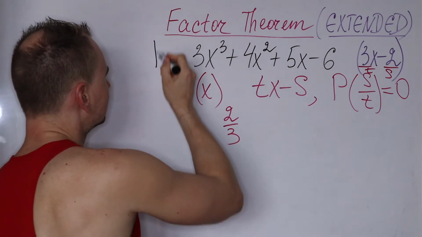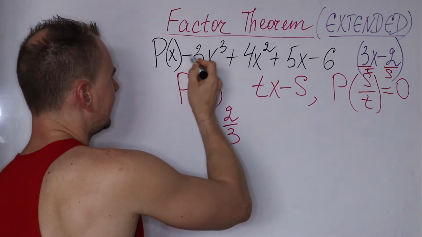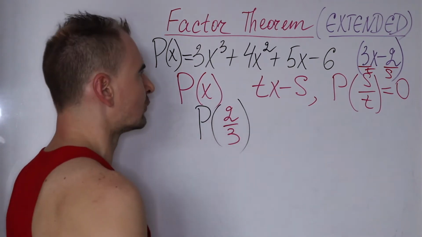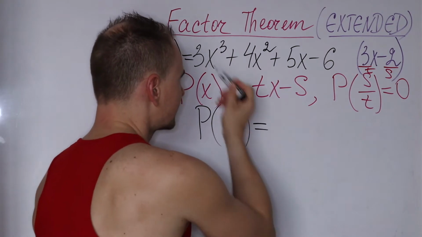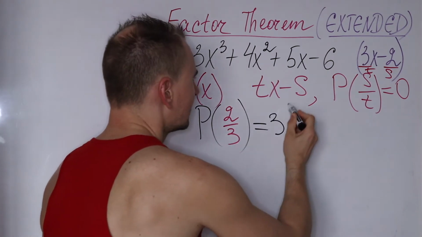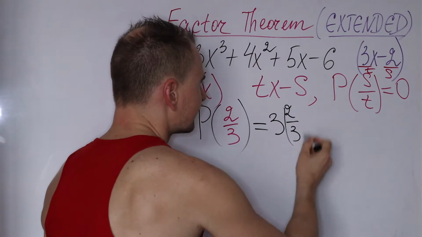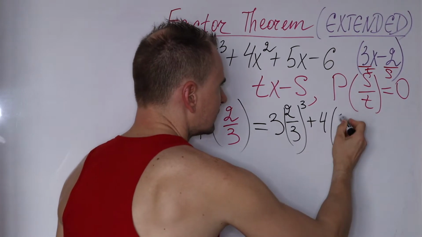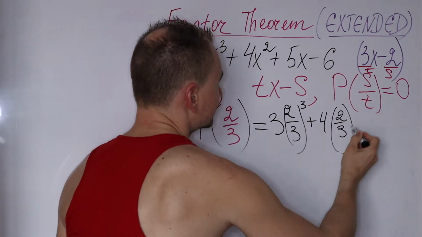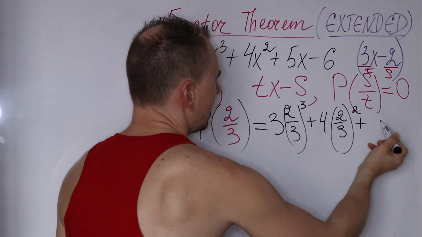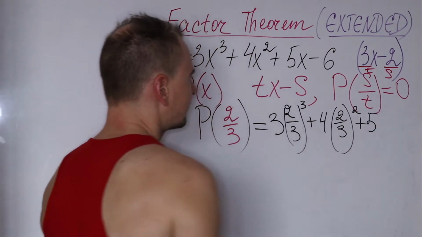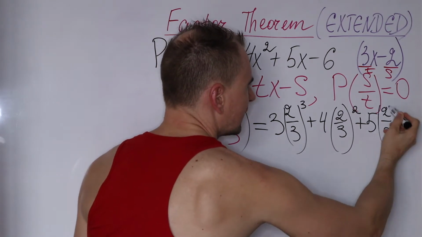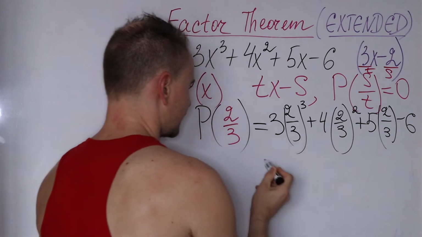Let's just denote this polynomial by P of x, or any letter you like, and all you do is find the value P of 2 over 3. So substitute: you keep this 3, 2 over 3 cubed, plus 4, 2 over 3 raised to the second power, plus 5, this coefficient in front of x, times 2 over 3, and you need to subtract this constant 6.